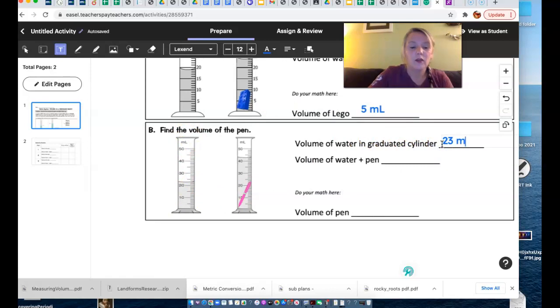23 milliliters. We put a pen inside the graduated cylinder, and we have 40, 41, 42, 43 milliliters. Okay, we're just subtracting. What's the difference between these two numbers? Think, think, think. Don't be afraid to use your calculator. 20 milliliters. Got it? Does that make sense?